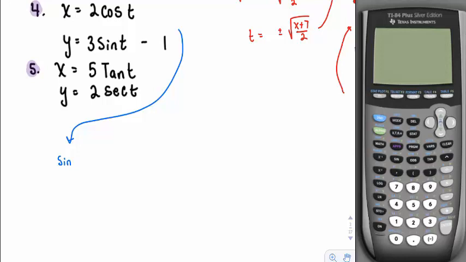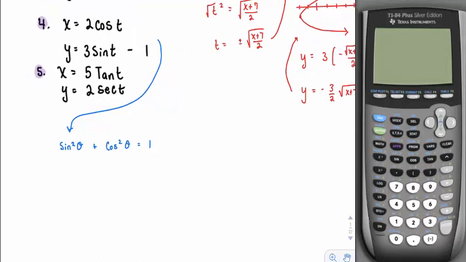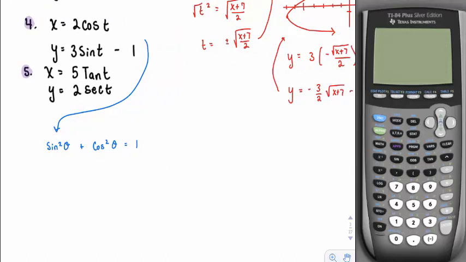It's going to be sine squared theta plus cosine squared theta equals 1. That's the one I'm going to use because there's no other trig functions. It's not like we have sine over cosine is tangent, so we don't have to deal with a tangent. What I'm going to do is take both of these functions, solve each one for sine and cosine, and substitute into that identity.